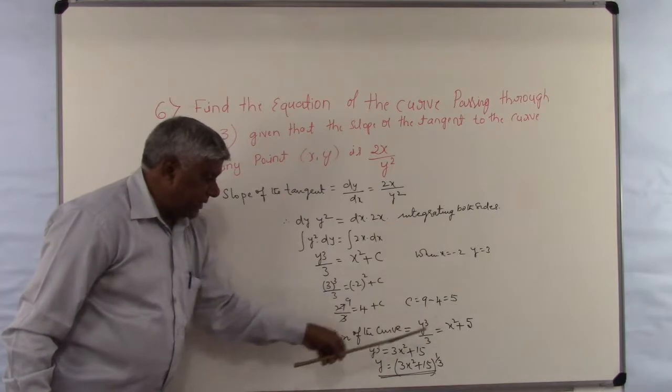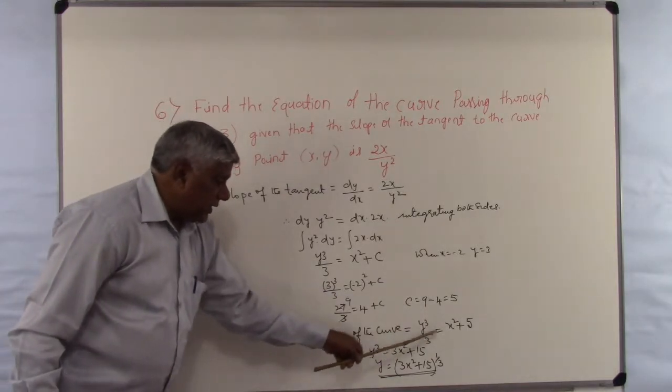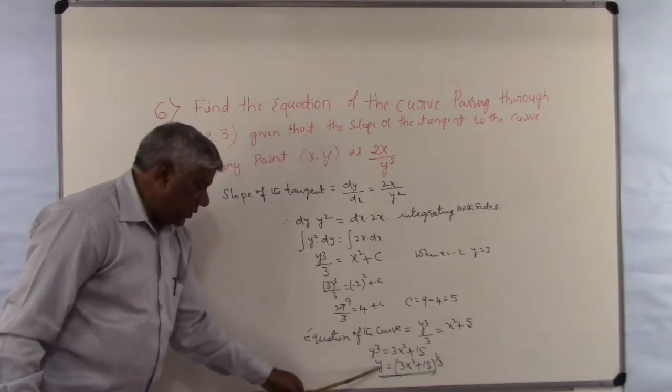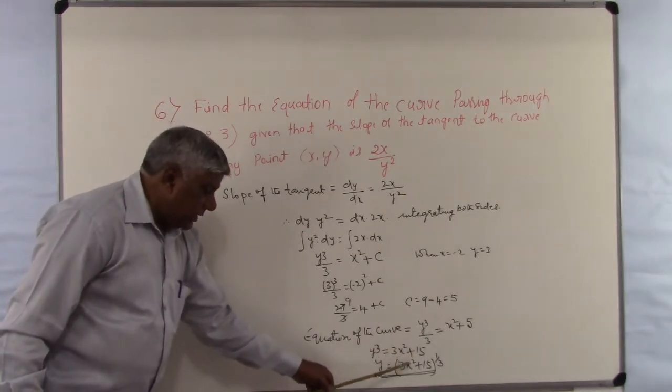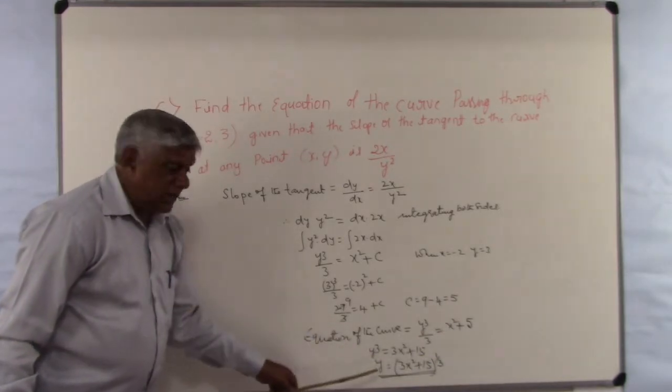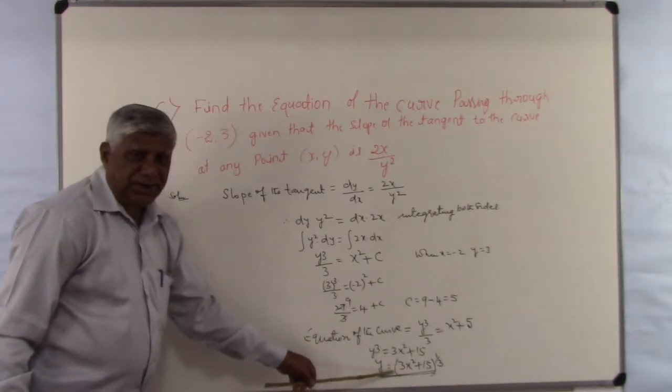Now cross multiply. y cube is equal to 3x square plus 3 into 5, 15. Therefore, y is equal to 3x square plus 15 whole to the power of 1 by 3. This is the equation of the curve. We get.